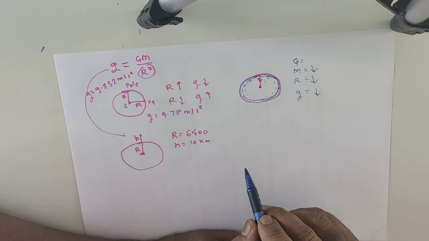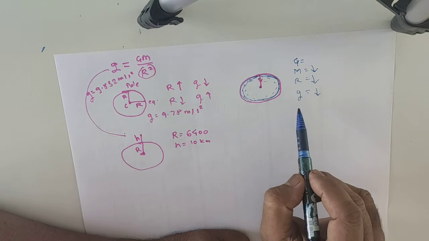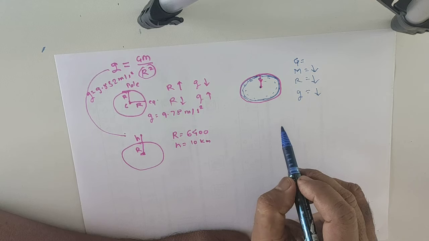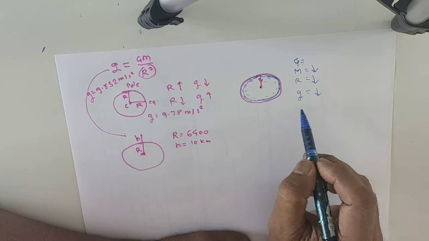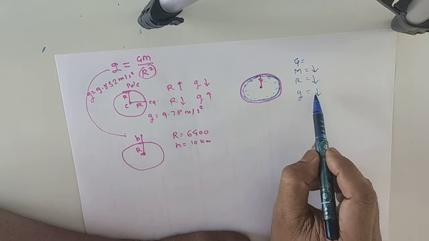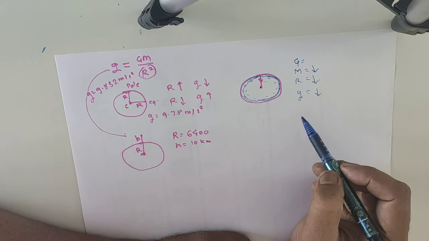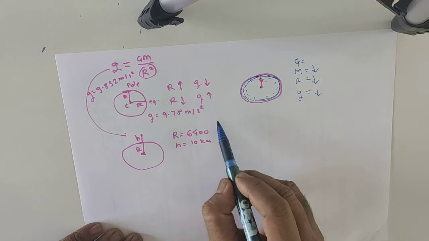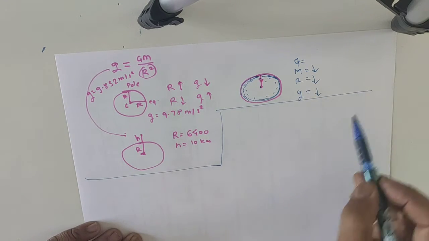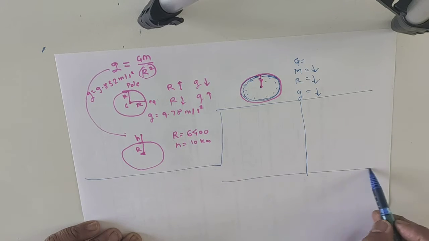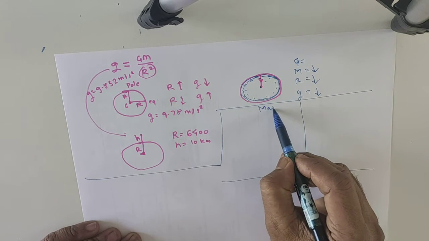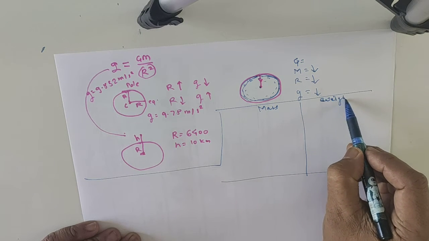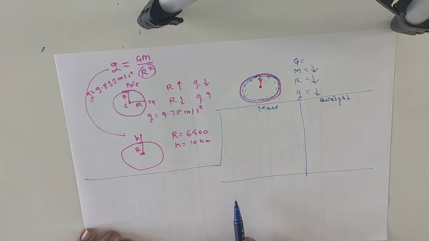This is the variation of the value of G when we go deep inside the Earth. That is, the value of G decreases as we go deep inside the Earth. Next concept, what are the differences between mass and weight? Mass and weight.